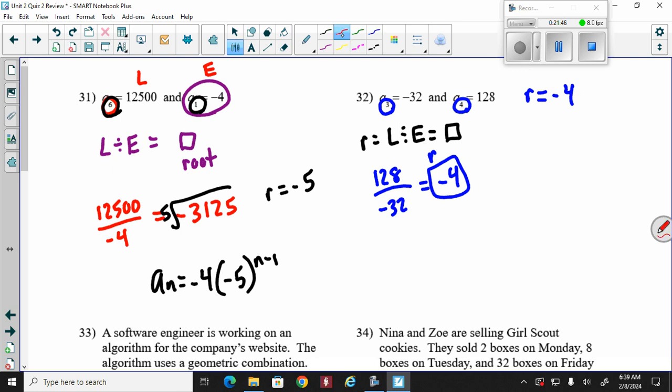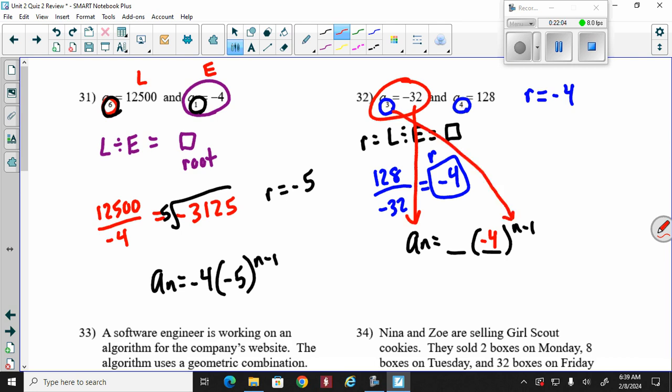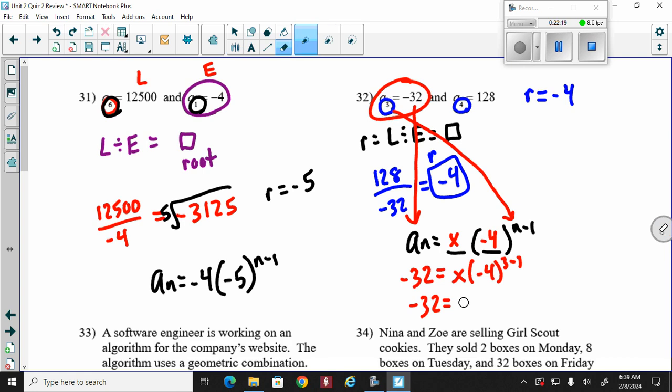So finding our first term, I'm just going to choose this guy. Remember, our formula is A of n is equal to something, parentheses something, to the n minus 1 power. I know that my R is -4. I'm going to take -32, plug it there, take 3, plug it right there, so that we can find my first term. So -32 is equal to x parenthesis -4 to the 3 minus 1 power. -32 is equal to, it ends up being positive 16x. X ends up being -2. So that's my first term.